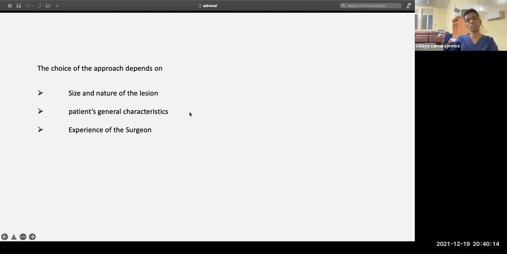So the choice of the approach depends on several factors. The most important factors which determine the choice of approach are the size and nature of the lesion, and also the patient's general characteristics and the experience of the surgeon. Because I know when you start abdominal surgery, most of you will probably start with the laparoscopic transabdominal technique, and there will be a learning curve. Only with experience in performing many surgeries will you then think about doing a retroperitoneal technique. So the experience of the surgeon really matters.